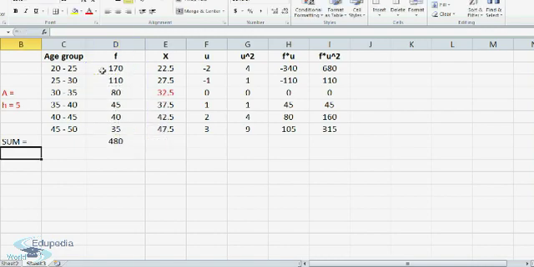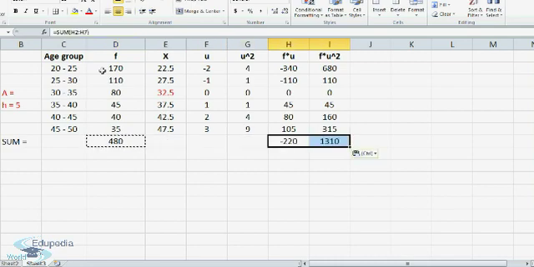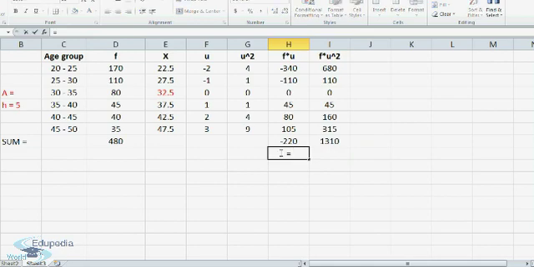That's here 480, and then we need the sum of these two, which are minus 220 and 1310. Next I need to find the ratio, that is this number divided by f, and also the fu square by n. Okay, and now the standard deviation.